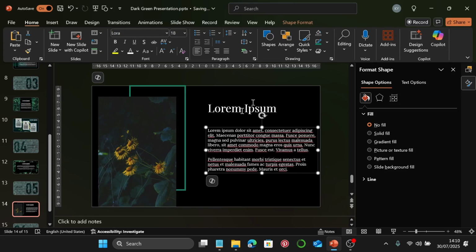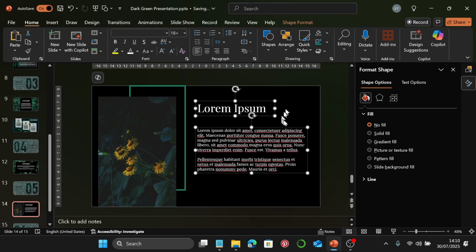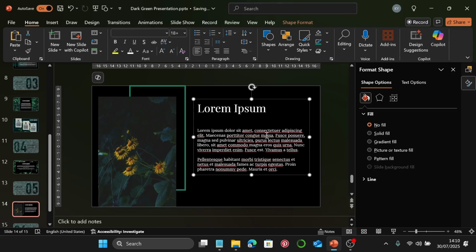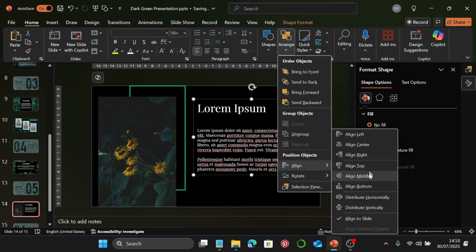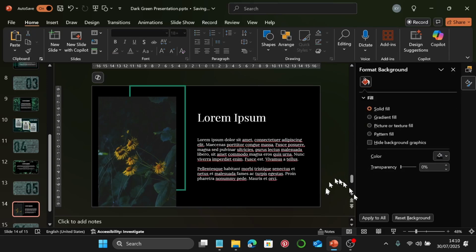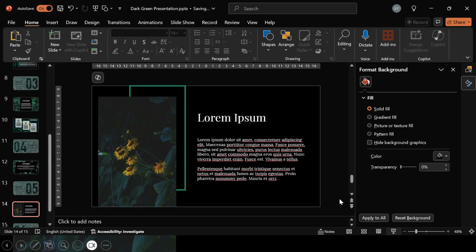So this is actually too close, so I'm just going to move this so we can get even closer, like this. And I'm just going to group these two, go to arrange, align, and align middle. And yeah, we're done with this slide. Let's look at it in the presentation, and this is our slide.